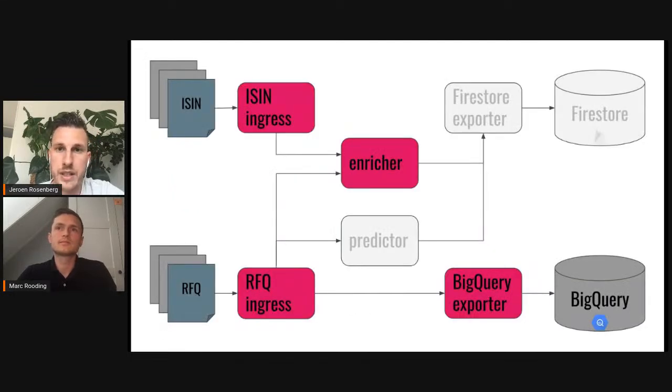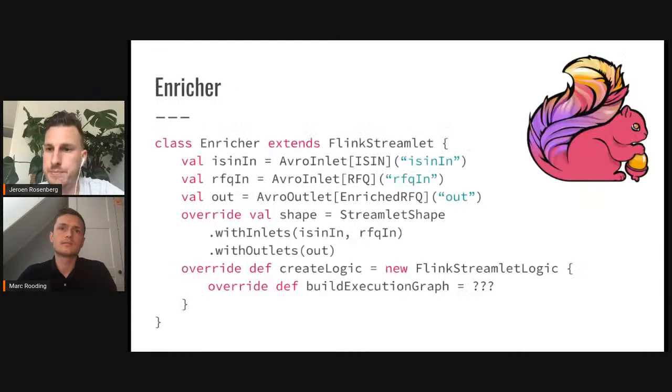Then the next streamlet would be the enricher, where for the first time we're going to combine multiple streams. In this case, we are not going to use the Akka streamlet because this involves stateful stream processing. We have two streams coming in, a stream of ISINs and a stream of RFQs, and we need to join them on a certain key, the instrument ID.